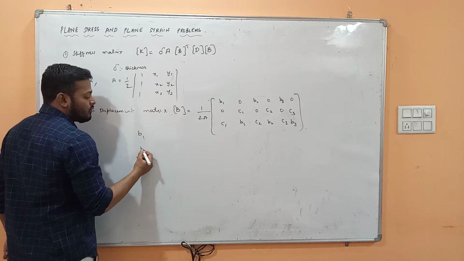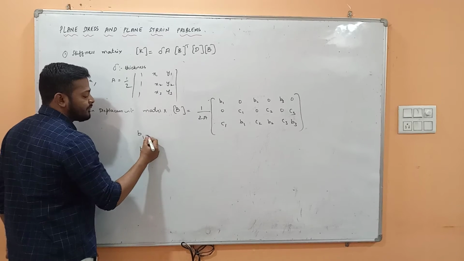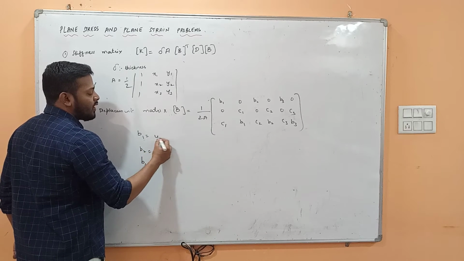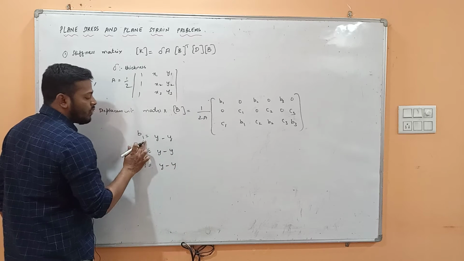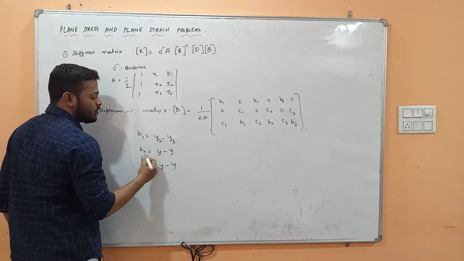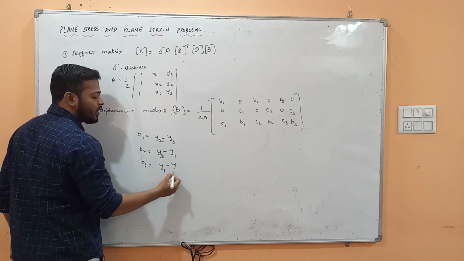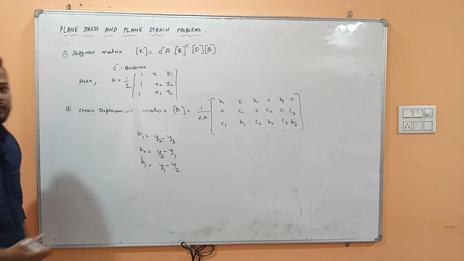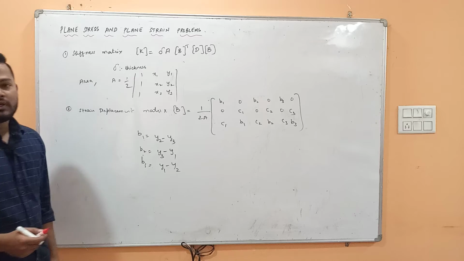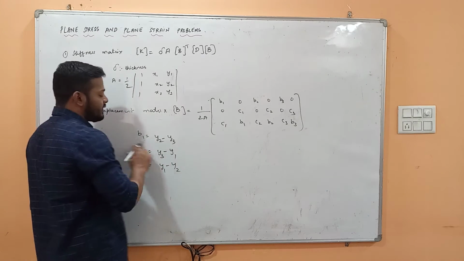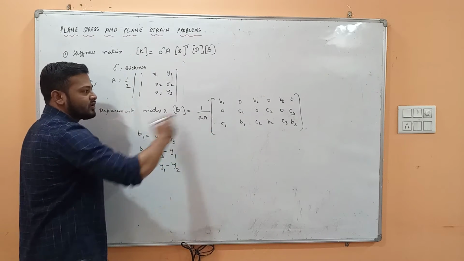So B1, B2, B3 are given by differences of y coordinates: y2 minus y3, y3 minus y1, y1 minus y2, following the index pattern 1, 2, 3; 2, 3, 1; 3, 1, 2. These coordinates you can find by using the diagram which will be given in the question. Once you get the B1, B2, B3 values, you can substitute them in this matrix.